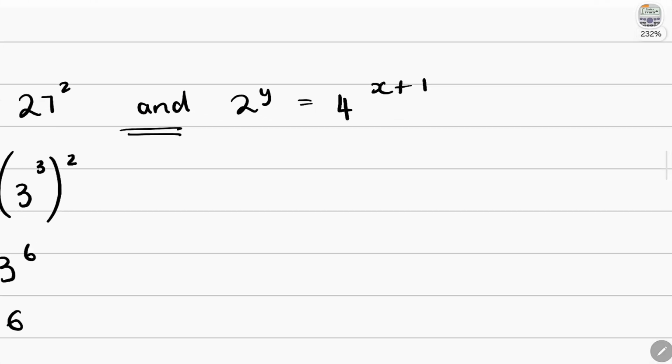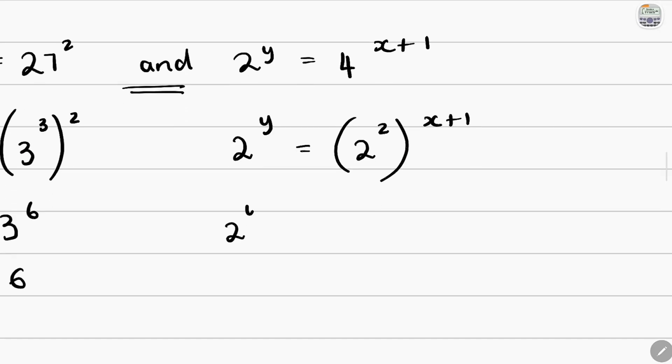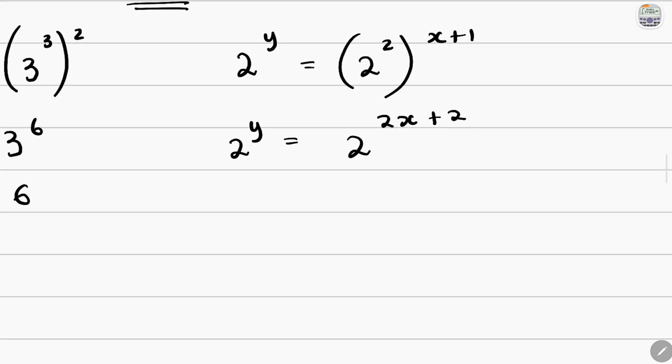So here, we need to ensure that the bases are the same. So this is 2 to the power of y, and that can be 2 to the power of 2. That's what gives us 4. And then it's raised to the power of x plus 1. So 2 to the power of y equals 2 to the power of, and you saw with the exponentials, what happens here? This is 2 to the power of x, and then that multiplies to become plus 2. Okay, and now that the bases are the same, the exponents are equal. So y equals 2x plus 2.